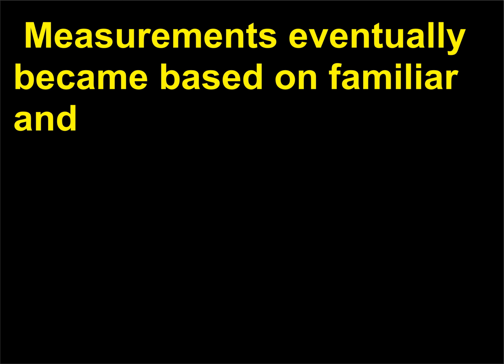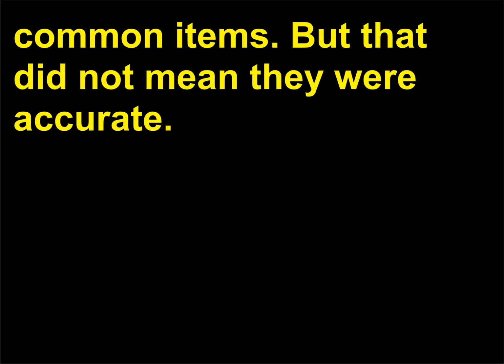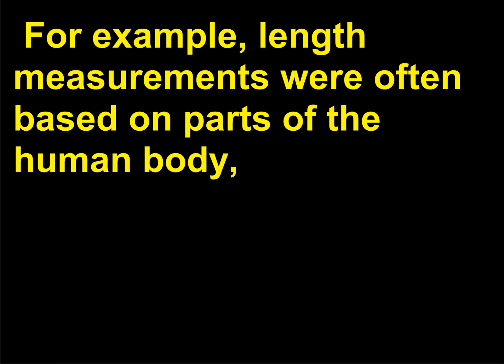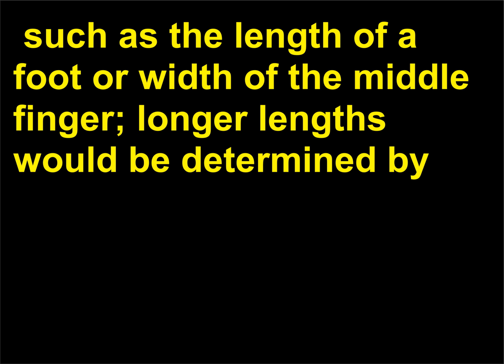Measurements eventually became based on familiar and common items. But that did not mean they were accurate. For example, length measurements were often based on parts of the human body, such as the length of a foot or width of the middle finger.